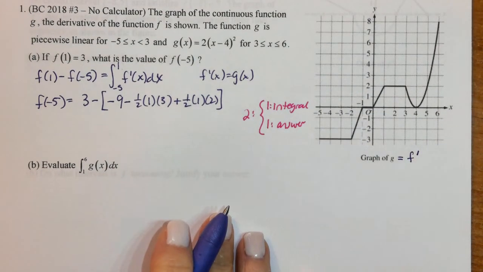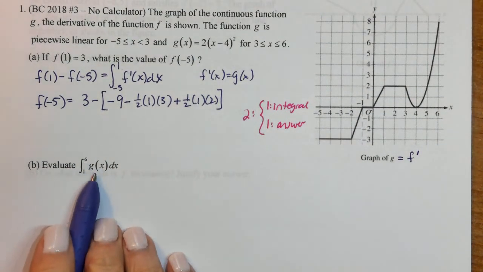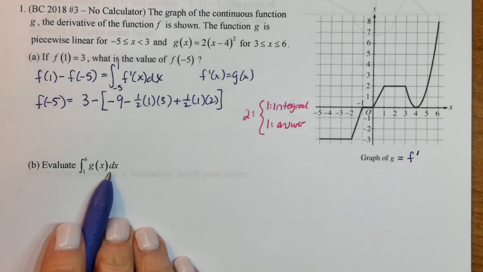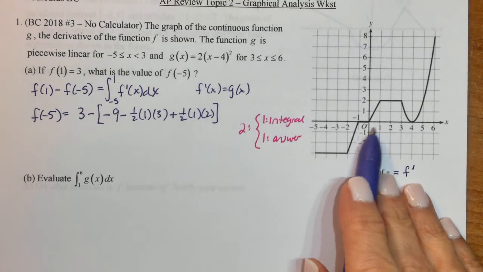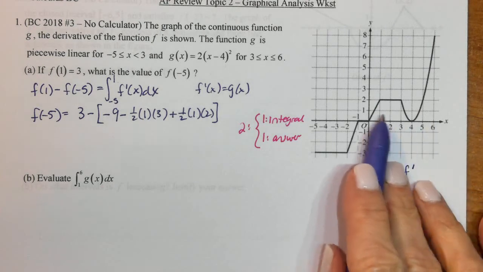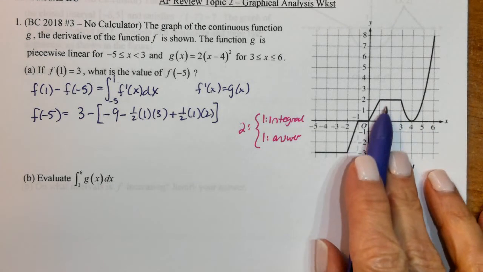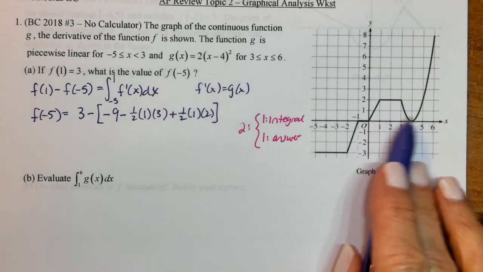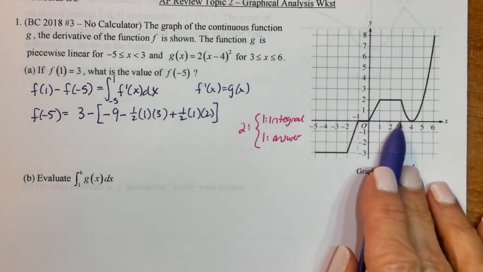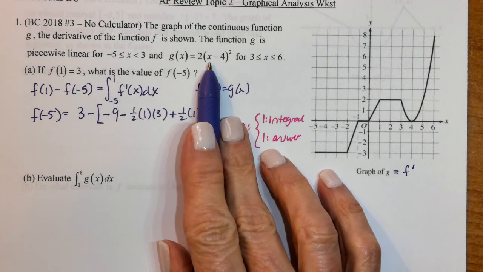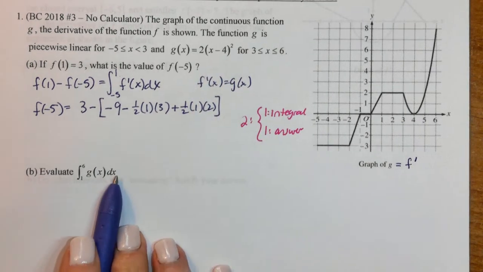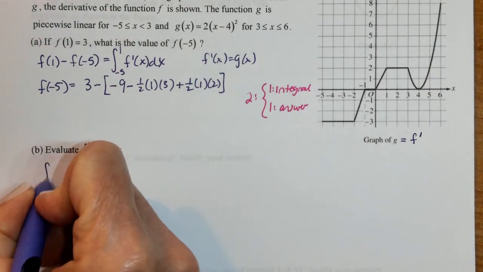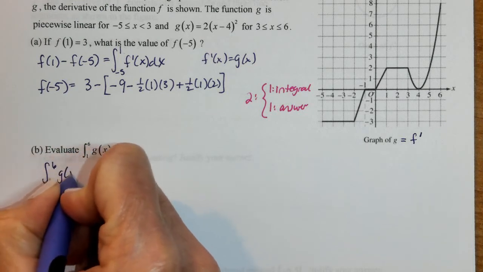Part B. Evaluate the integral from 1 to 6 of g of x. Okay, from 1 to 6. So I'm looking over here, from 1 to 6. I see, for this piece, I can use the graph and count the squares. For this piece, though, I'm going to need to do an integral using the equation for g of x. So, step 1 is going to be splitting this integral up into its 2 pieces.